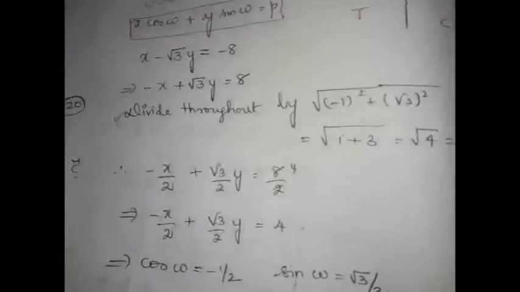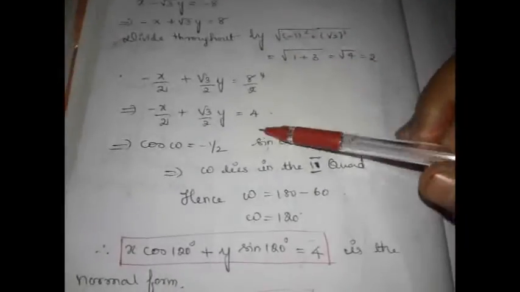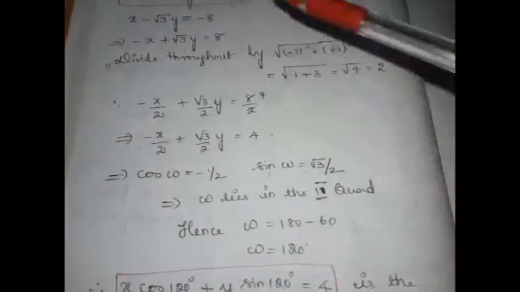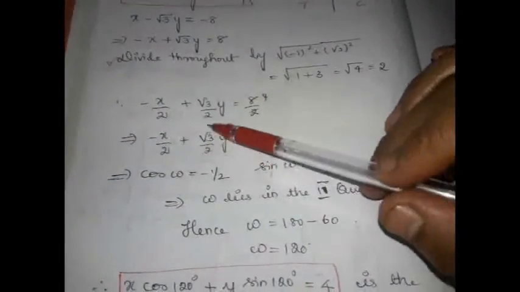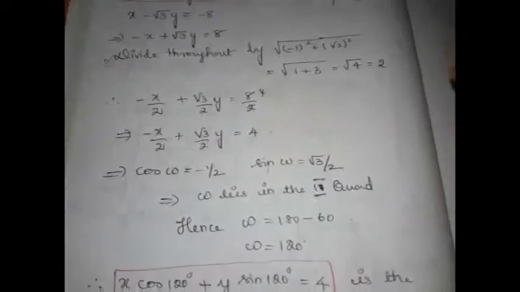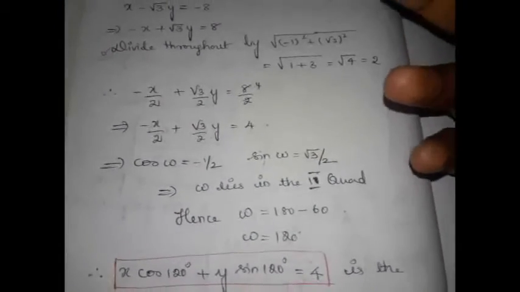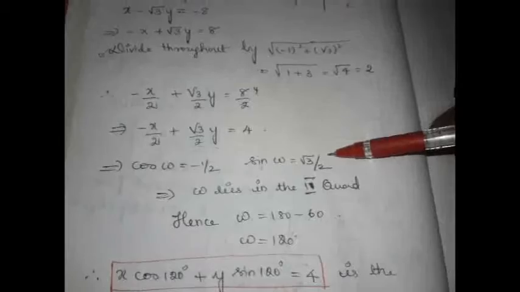So after dividing, we got minus x by 2 plus root 3 by 2 y equals 4. We have divided throughout by 2. Now what is the cos omega value? Minus 1 by 2. What is the sin omega value? Root 3 by 2. Alright. Now we need to find what omega is. Again trigonometry plays a role here. So how can we find omega?